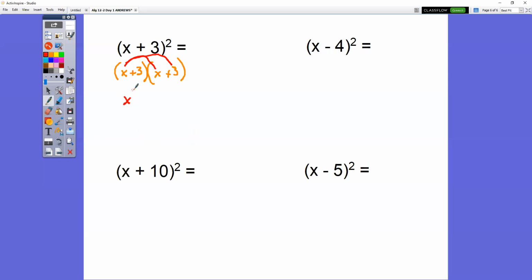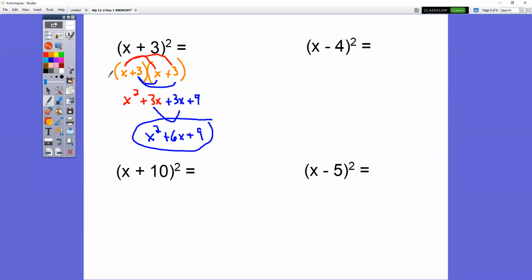X times x is x squared. X times 3 is 3x. Then we'd have to distribute with the 3. 3 times x, doing your innards, is 3x. 3 times 3 is 9. Add together your outers and your inners. So this would be x squared plus 6x plus 9. So all you have to do is take this thing inside parentheses and multiply it by itself.